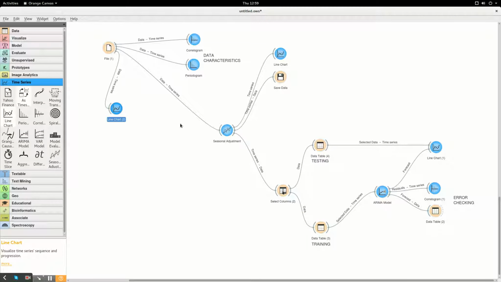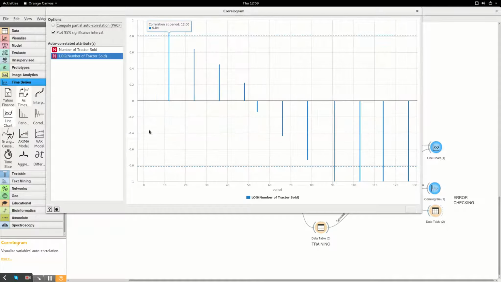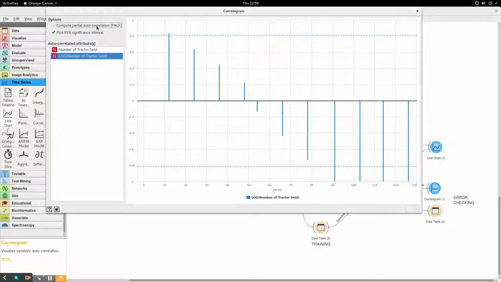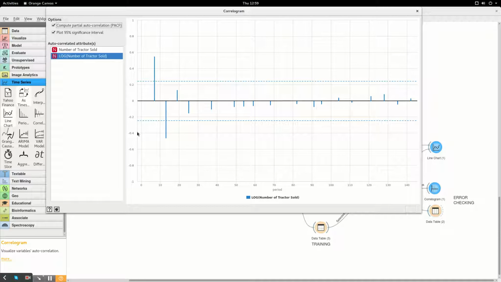Okay, so we should see something similar in the correlogram. The correlogram shows autocorrelation and partial correlation, and yes, in fact, we see the same thing: there's a high correlation after 12 months, so there's a cycle. There is also a partial correlation, which means there is something not quite explained at around period 7. So there is some periodicity and correlation in our data, which means this is a good candidate to use for prediction.